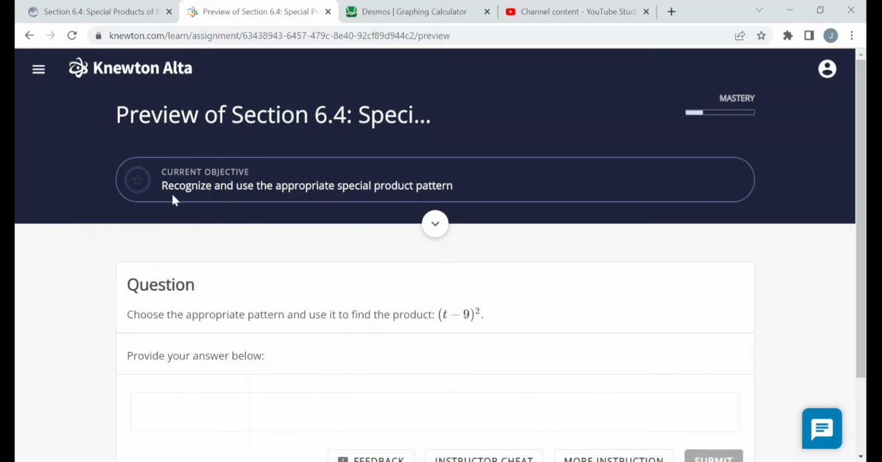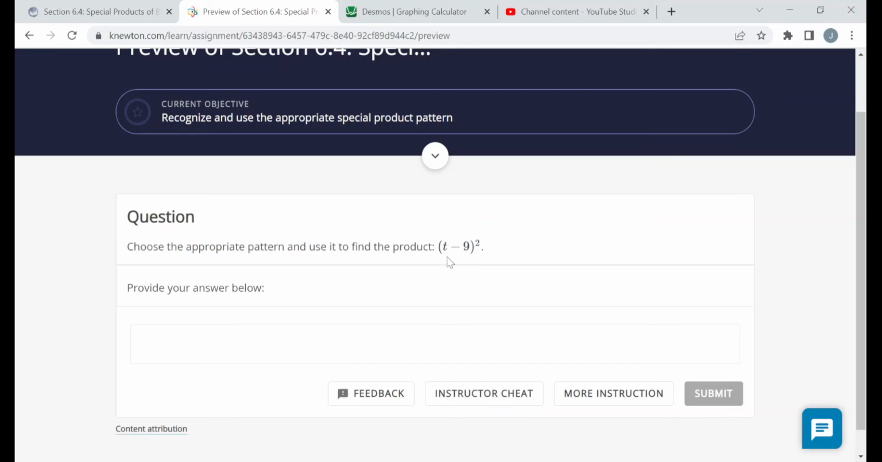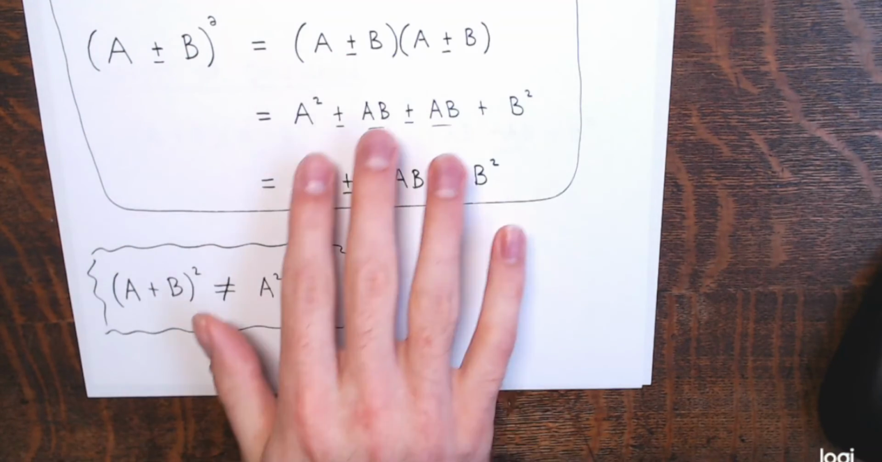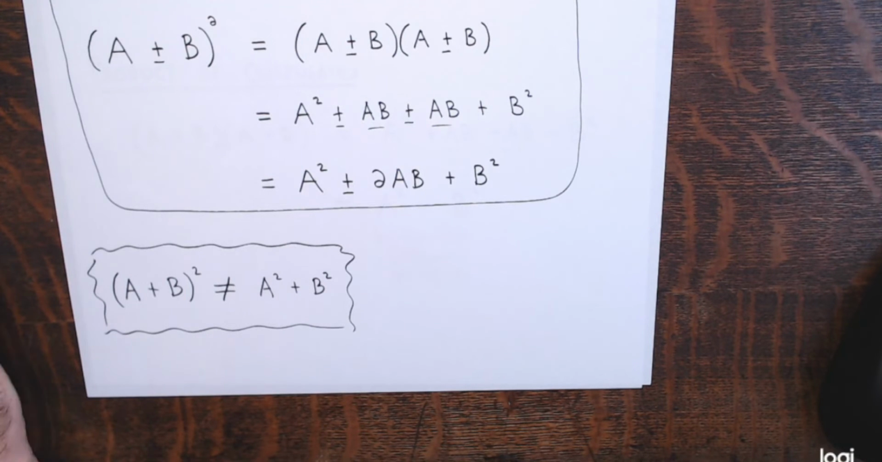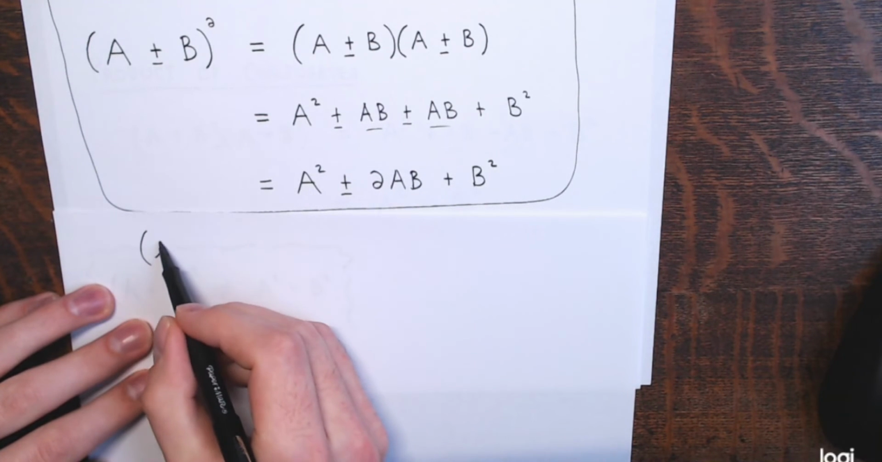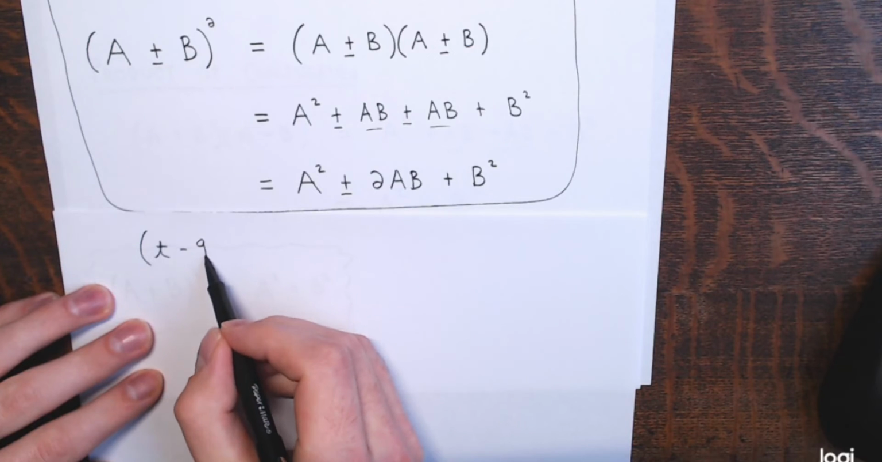Now we're on the other objective that we haven't seen. Recognize and use the appropriate special product pattern. So this one is a binomial squared. Right? So I'm going back to that squaring a binomial pattern I wrote up. And I'll pull that page up on paper. That was this pattern here. And I'll write out the example that we're given. We're asked to square t minus 9.